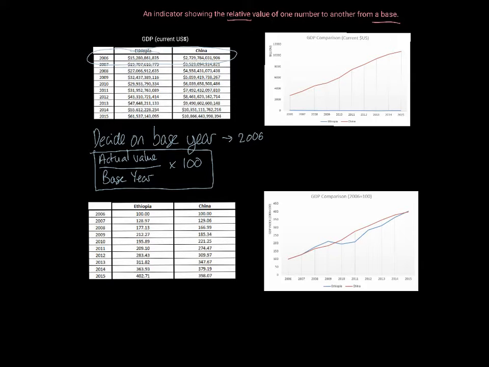Two things that kind of stand out to me looking at this line. Firstly, the Ethiopian one appears to be more volatile. It kind of increases more rapidly initially, then declines, then increases more rapidly again.